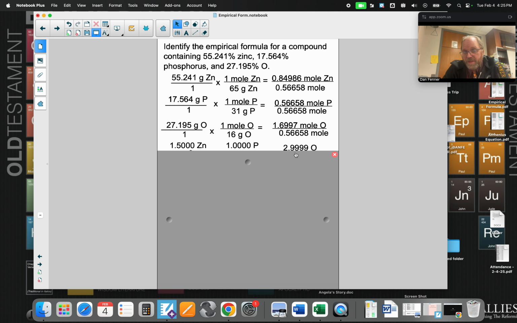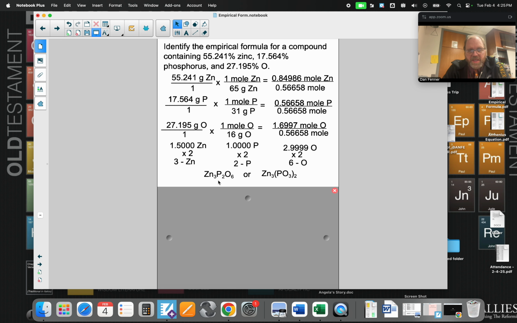Now that's the first time we get that, but that is close enough. But this 1.5 isn't, so we're going to multiply them all by 2. So we get 3 zincs, 2 phosphoruses, and 6 oxygens. My formula is Zn3P2O6, but again, we can take a 2 and 6 out, so we get Zn3(PO3)2. Remember, that's zinc phosphite. There we go. Does that make sense? Hopefully it does.